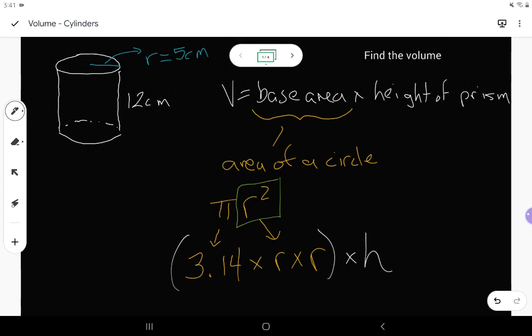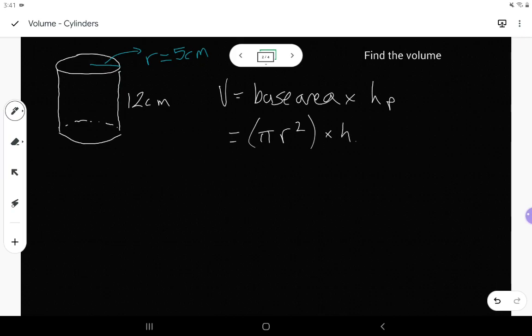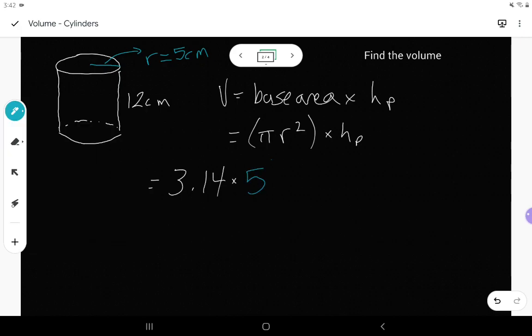All right, let's actually do this example now where I don't have everything all scribbled. So again, volume is equal to that base area times the height of the prism, and the base area in this case is the area of a circle. So I'm going to write out pi r squared because that's my area of the circle, and then I'm going to multiply by the height of the prism afterwards. Now I can substitute in the information I know: pi we're going to approximate using 3.14, and then we're going to multiply by the radius squared, so that is 5 squared, and then the height of the prism is that 12.